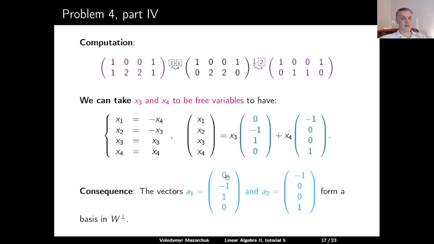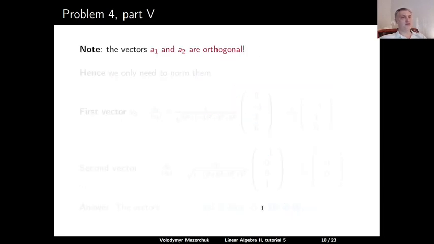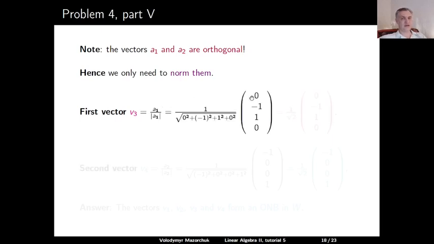Consequently, the vectors a1, which is 0, minus 1, 1, 0, and a2, which is minus 1, 0, 0, 1, form a basis in W orthogonal complement. If we look at these two vectors, we see immediately that they are orthogonal to each other. So to get an ONB, we only need to norm them, so we divide them by their lengths. So the vector v3, the first new vector in our ONB, will be a1 divided by its length. So it's the vector 0, minus 1, 1, 0, divided by the square root of 0 plus 1 plus 1 plus 0. So it's 1 divided by the square root of 2 times 0, minus 1, 1, 0.